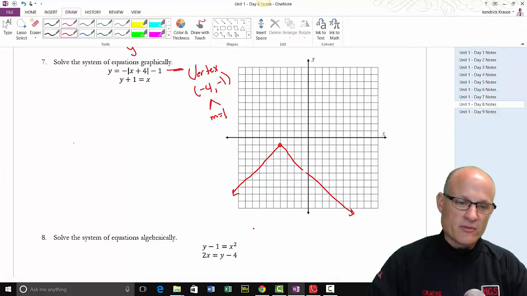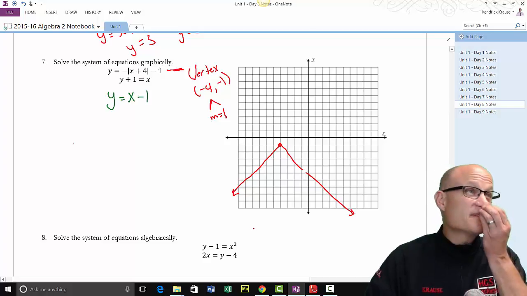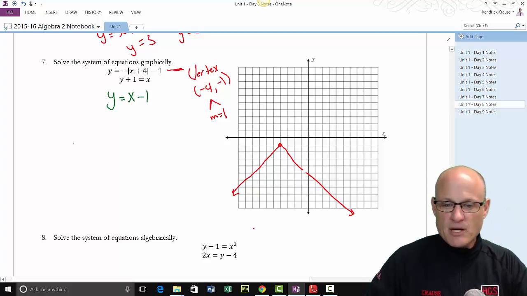Now the second one, let's draw this in green. Y equals x minus 1. So my y-intercept is negative 1, and my slope is positive 1. Boom, boom, boom. Well, I'm not going to go that direction. I mean, I can go that direction, but my point of intersection looks like it's going to be right there.